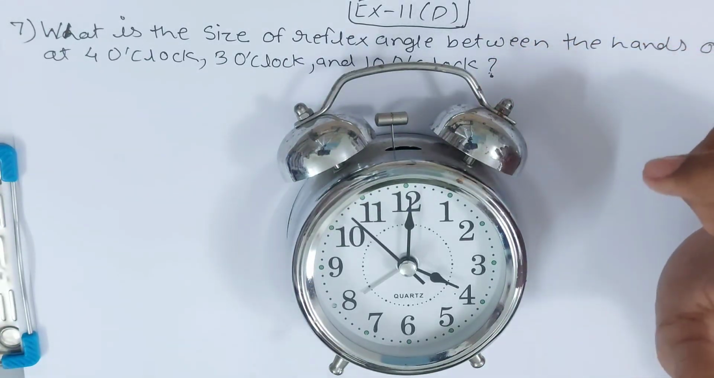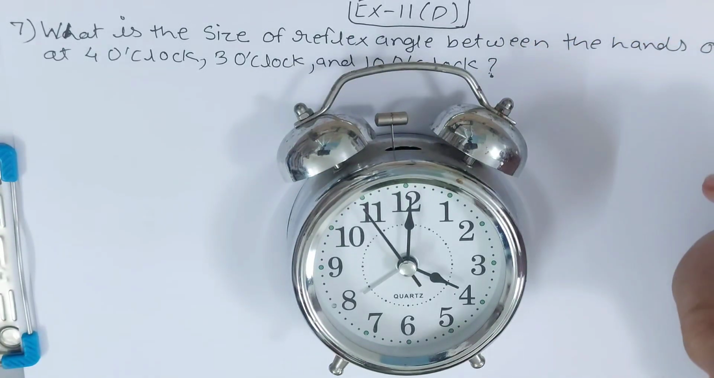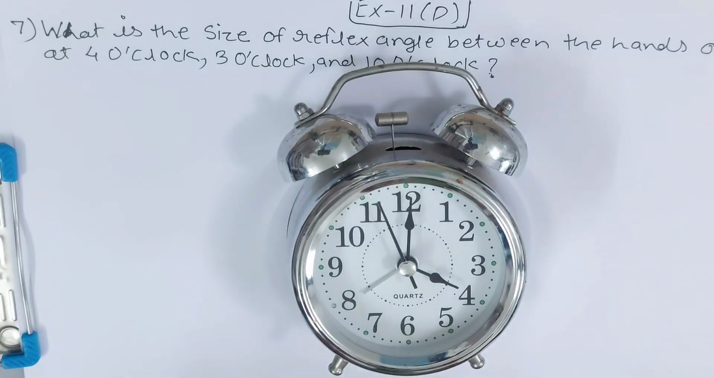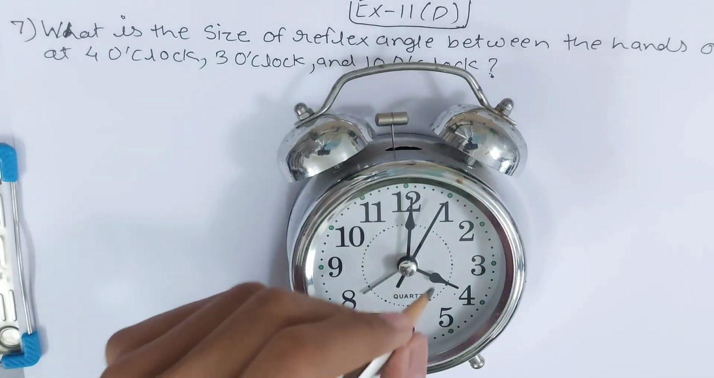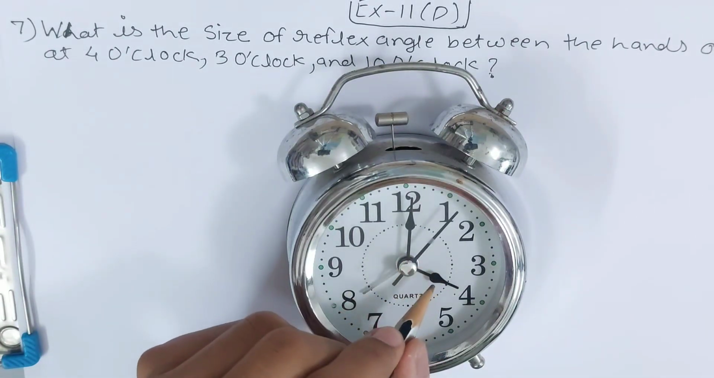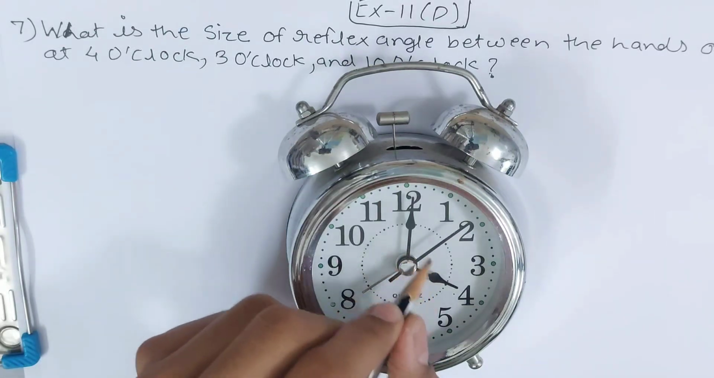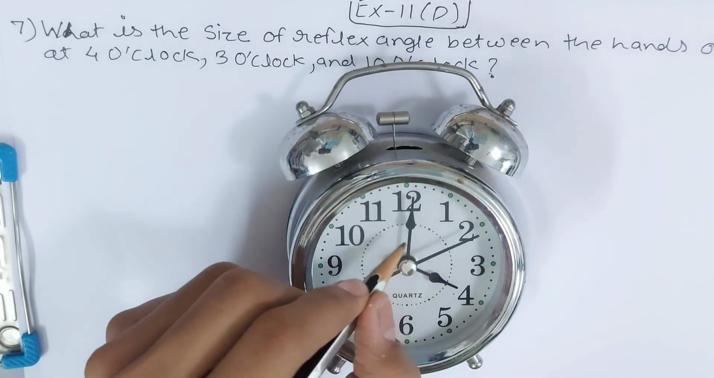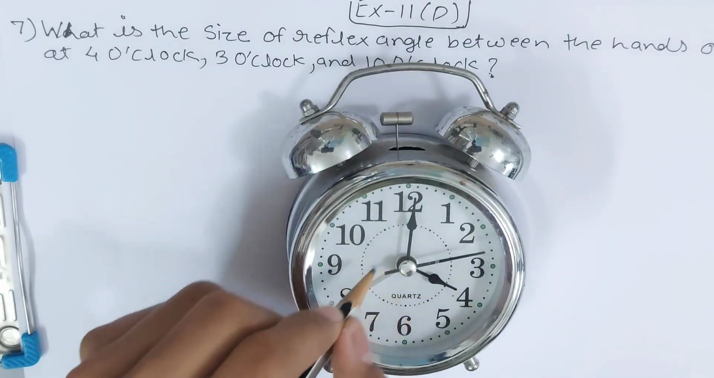Now there are two angles that are formed here. If you see carefully, two angles are formed between the hands of this clock right now at the 4 o'clock mark. See, I'll show you. One angle is this one between the hour and the minute hand, okay. Another angle is this one, the complete rotation. So two angles are formed.